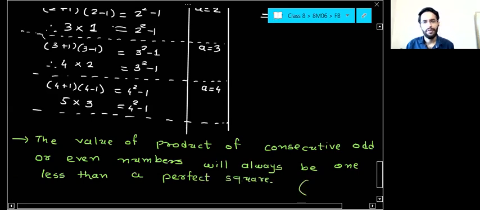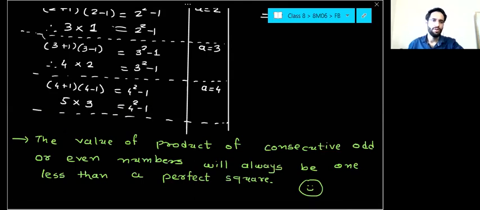Okay, everyone got this? So the product of consecutive odd or even numbers is always 1 less than a perfect square. Tell me, if you got this, shall we start our questions of exam corner?